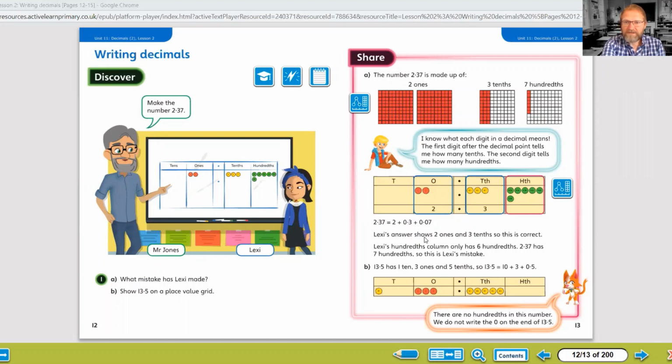Right, so Lexi's answer shows 2 ones, 3 tenths, so it is correct. However, Lexi's hundredth column only has 6 hundredths. So 2.37 has 7 hundredths, so this is Lexi's mistake. B, 13.5 has 1 ten, 3 ones, and 5 tenths. So 13.5 would look like this: 1 ten, 3 ones, decimal point to show the place value, and 5 tenths.